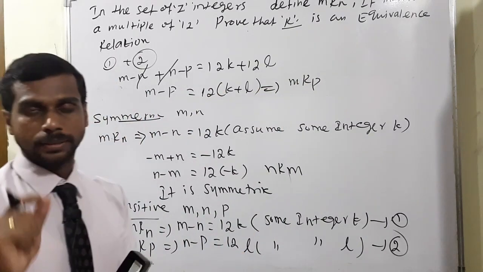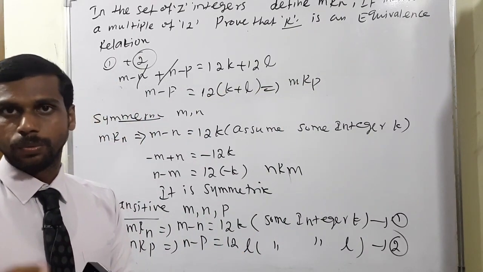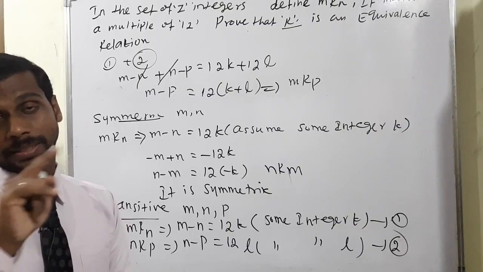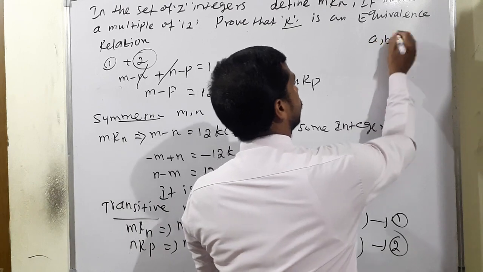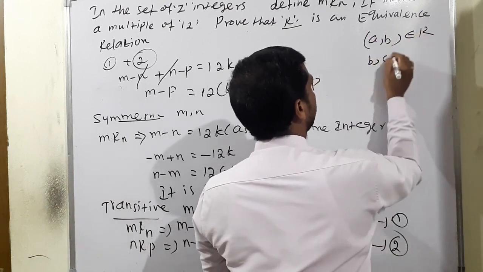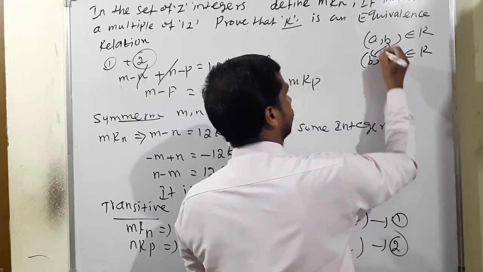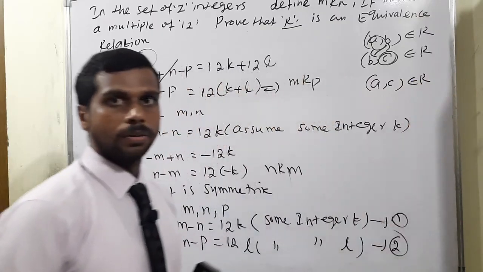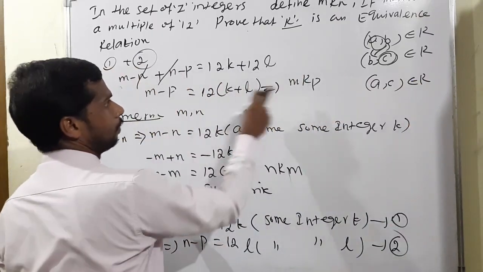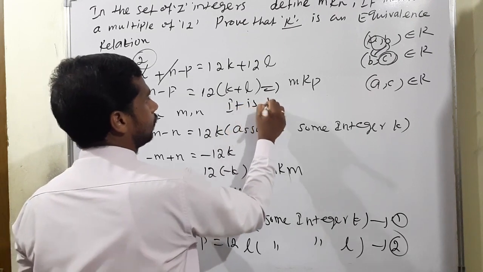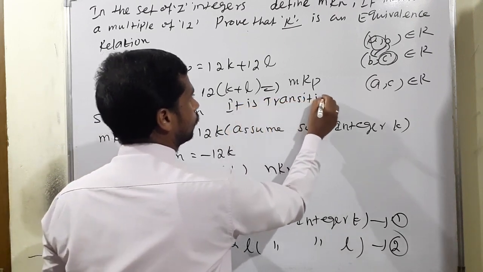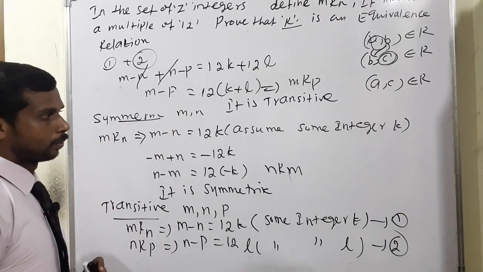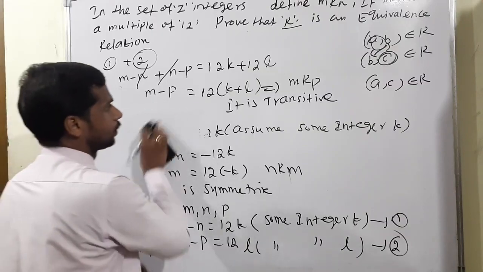Already we know the formula. The main condition for transitive: (a, b) belongs to R as well as (b, c) belongs to R means the connected pair, that is a and c. So (a, c) belongs to R means it is called transitive. Therefore, definitely we can say m related to p means it is transitive. Reflexive is clear, symmetric is clear, and transitive is also over. Therefore, we can say R is an equivalence relation.